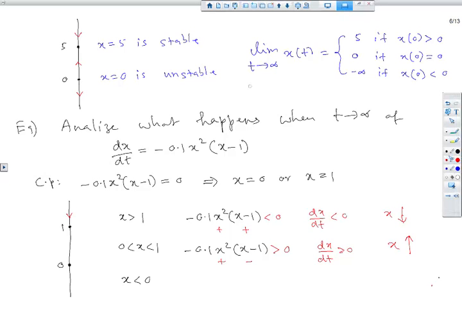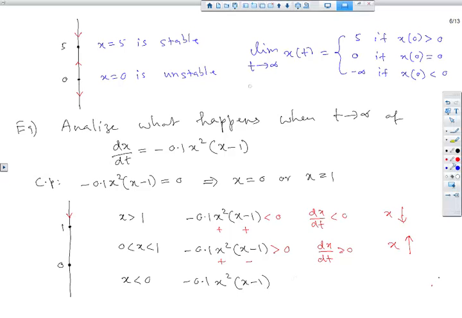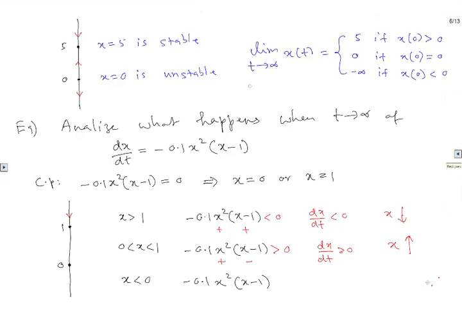The last case is again negative 0.1 x squared (x minus 1). So let's check the sign. If we start with a negative value, this is still positive. It's a negative value, so negative minus negative is still negative, so this is negative. So negative negative is going to be positive. That means dx over dt is positive, that means x increases. So here it increases, this is also increasing.